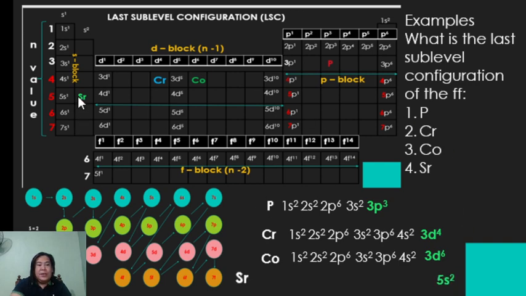Strontium belongs to the S block. So period 5, that is 5s1 and then 5s2. The last sublevel configuration is 5s2. So asan yung 5s2? Andito yung 5s2. So dito kayo mag-i-stop. Lahat ng dinaanan bago dumating kay 5s2 completely filled with electrons. So this is the last sublevel configuration. How to identify the last sublevel configuration? Just by simply looking at your periodic table.